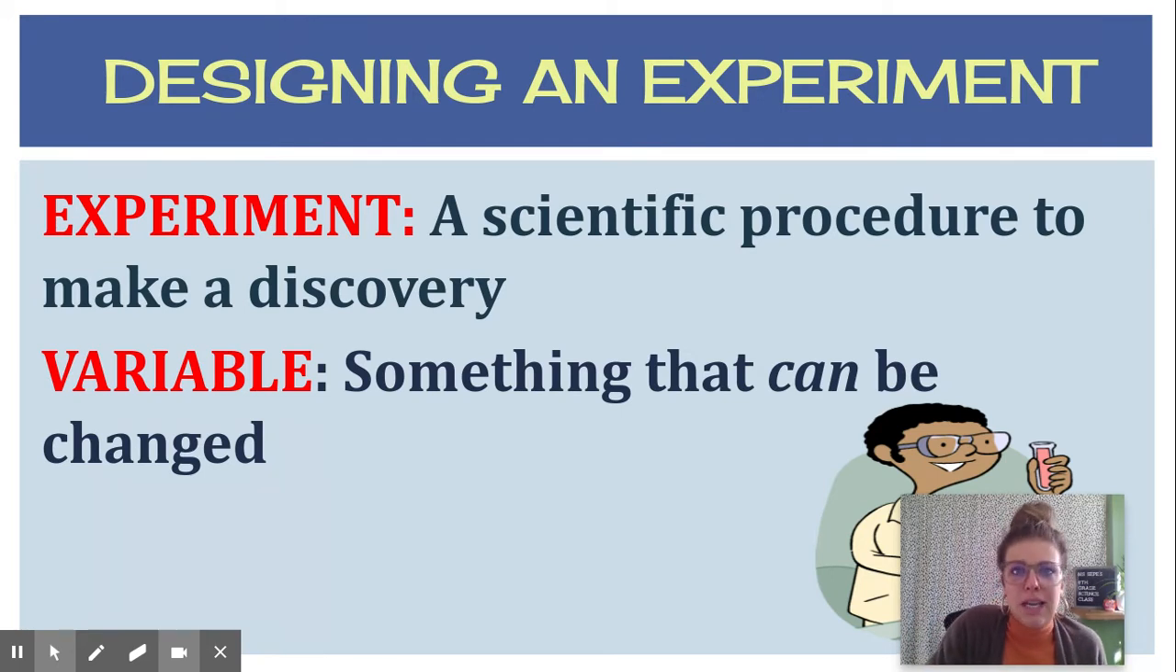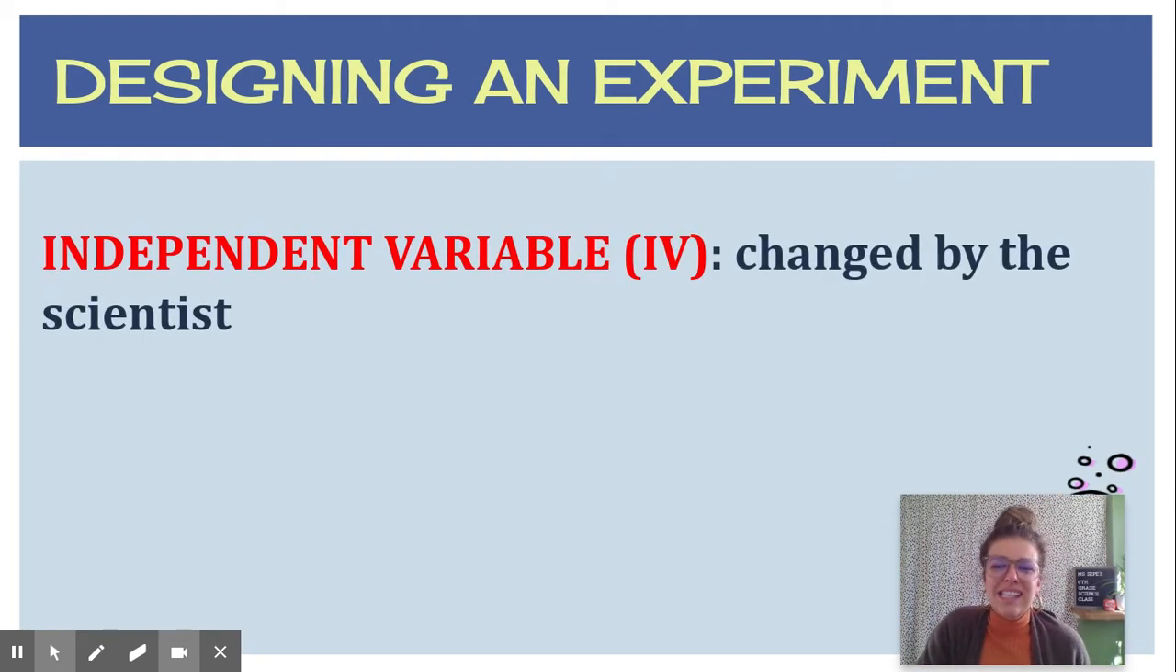Now, there's 3 different types of variables. The first is the independent variable. This is the variable that's changed by the scientist. In the Mythbusters episode, the independent variable would be the type of intersection, because one time they did a 4-way stop and the other time they did a roundabout. That's what they were changing in the experiment.